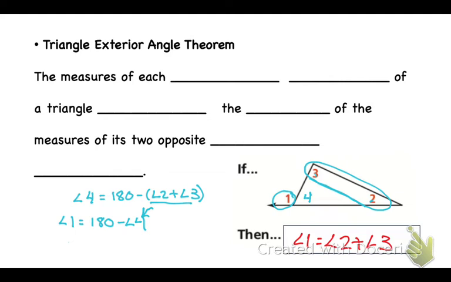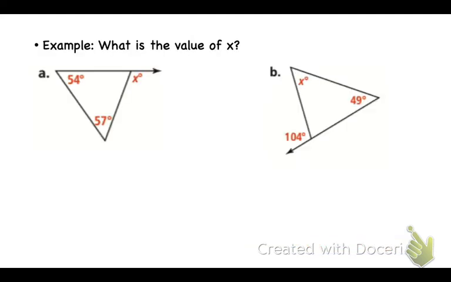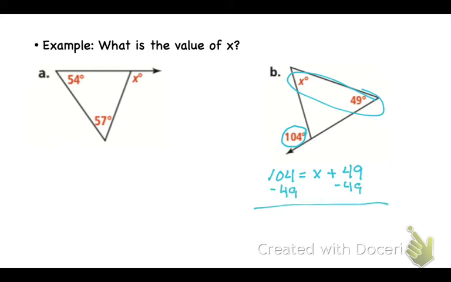So I'm going to do the next one. I'm not going to let anybody else do it since we still got some people confused. Well, if you already did it, awesome. Now, 104 equals the sum of the two opposite angles, which is x plus 49. Did I just write an algebra equation? Yes. I would subtract 49 from both sides, and I get 65 equals x.